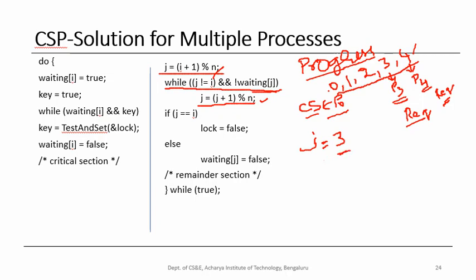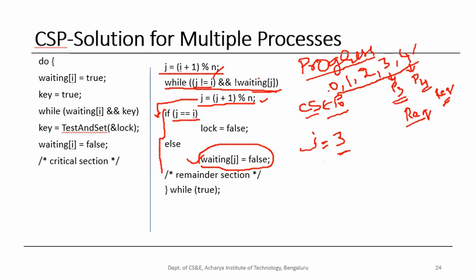Now this is a process which has shown interest to enter into the critical section. Now you see here what happens. j not equal to i is true, whereas not of waiting of j, that is, this P3 has made waiting of 3 equal to true, so not of that is false. Therefore the control comes out of the loop. This you have to understand very carefully. It comes out of the loop and makes waiting of j false, that is waiting of 3 false. That's because j is not equal to i.